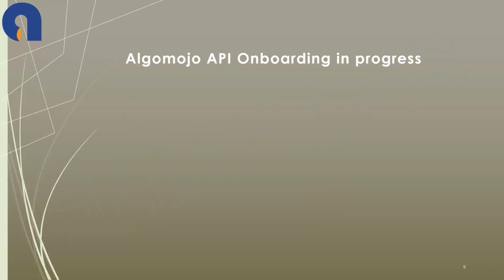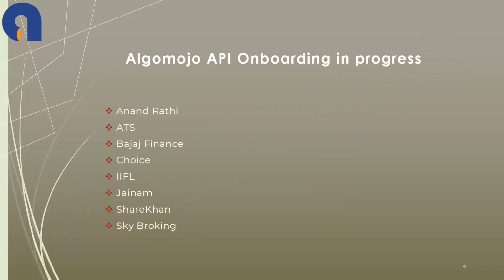Some of the other brokers with whom we are closely working, and for whom we'll be able to launch API services also, are names like Anand Rathi, some of the ETS platforms, Bajaj Finance, Sharekhan, and Sky Broking. We should be going live pretty shortly, in about a week or so. So you'll be able to place orders in, say, Sky Broking or Sharekhan or Bajaj Finance. The others would come slightly later.